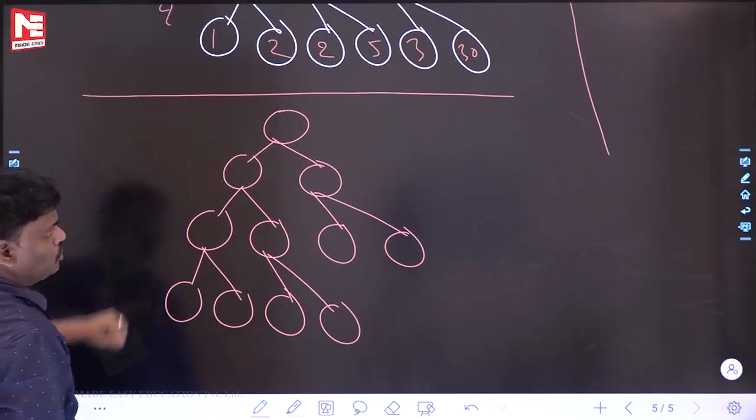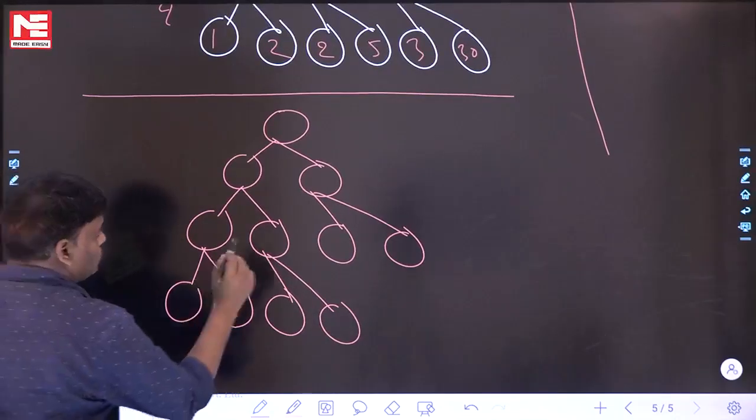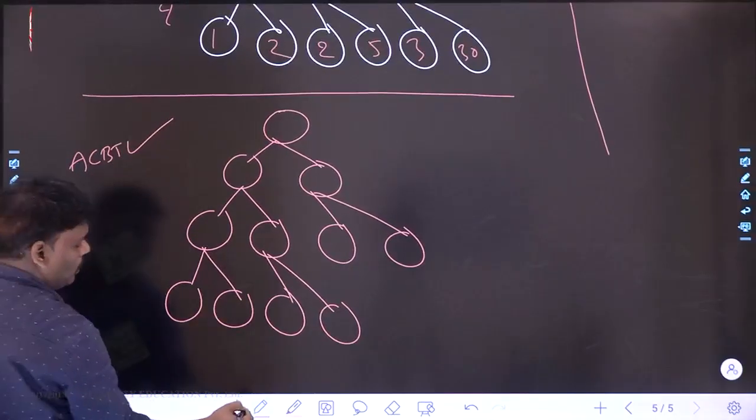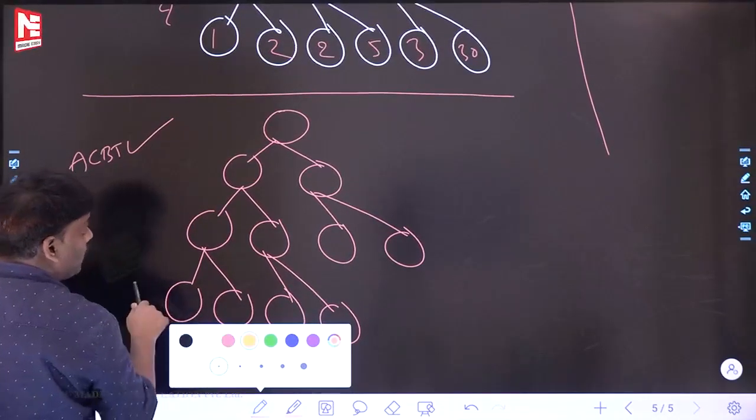Right? If you want to, it is an almost complete binary tree. First of all, it should be an almost complete binary tree. Almost complete binary tree satisfied. Now let's go to the root being maximum or equal compared with the children.